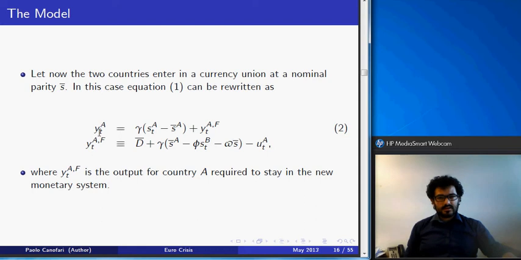But we can see that the output that country A can reach is equal to the output under the monetary union plus the effect of a potential devaluation if country A chooses to leave the monetary union, chooses to abandon the peg regime, so to set an exchange rate greater than the fixed parity, which means a devaluation.